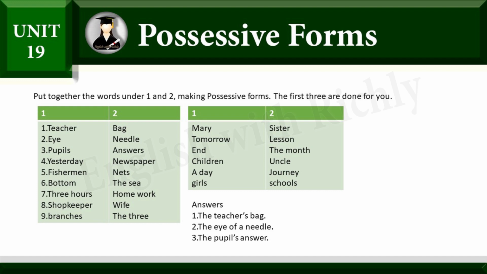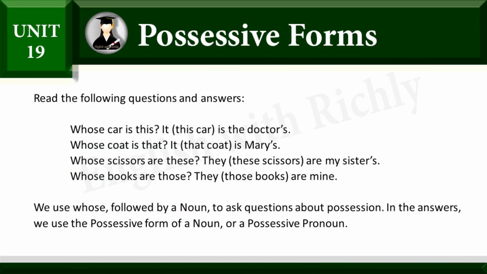Bottom, the sea, bottom of the sea. 3 hours homework, 3 hours' homework. Shopkeeper wife, shopkeeper's wife. Branches, the tree, branches of the tree. Mary sister, Mary's sister. Tomorrow lesson, tomorrow's lesson. End the month, end of the month. Children uncle, children's uncle. A day journey, a day's journey. Girls school, girls' school.